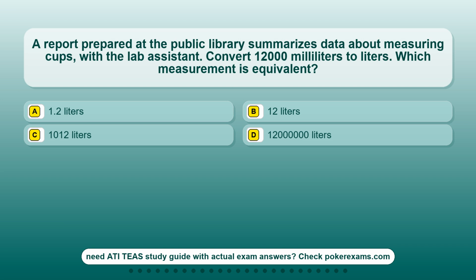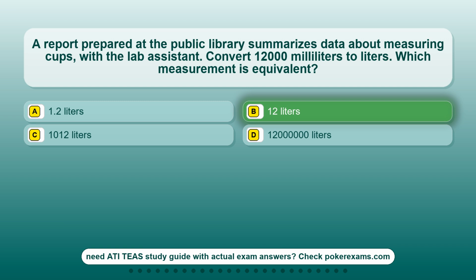A report prepared at the public library summarizes data about measuring cups, with the lab assistant. Convert 12,000 milliliters to liters. Which measurement is equivalent? Option A, 1.2 liters. Option B, 12 liters. Option C, 1,012 liters. Option D, 12 million liters. The correct answer is option B, 12 liters.